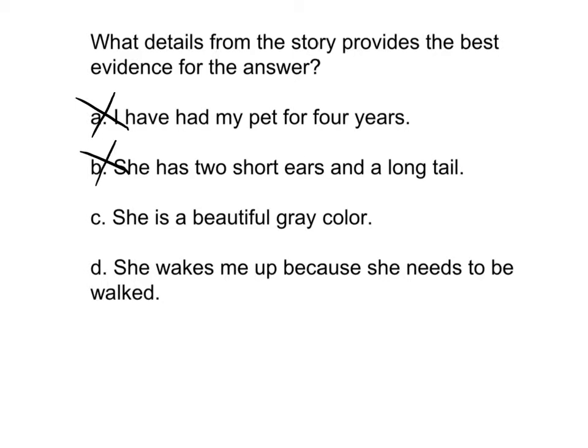Remember, this detail needs to come specifically from the text. C, she is a beautiful gray color. It did say that in the text, but this does not let me know that it's a dog. A bird could be gray, a cat could be gray, so it doesn't tell me that it's a dog.